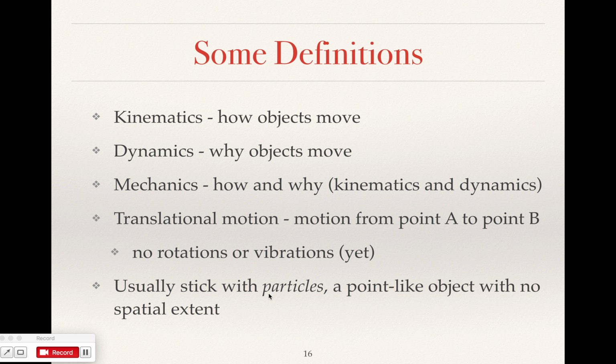Now, a bit of terminology here. Especially when we start off in mechanics, we stick with something called particles, and by particles we mean a point-like object with no spatial extent. The no spatial extent part basically means that if it doesn't have a spatial extent, then it doesn't make any sense to talk about it rotating. So you really do just have to worry about the translational motion.